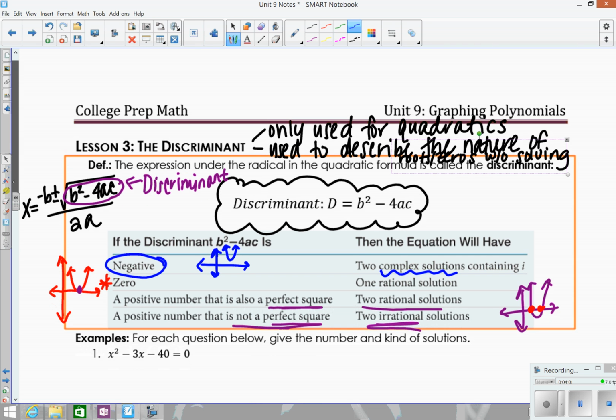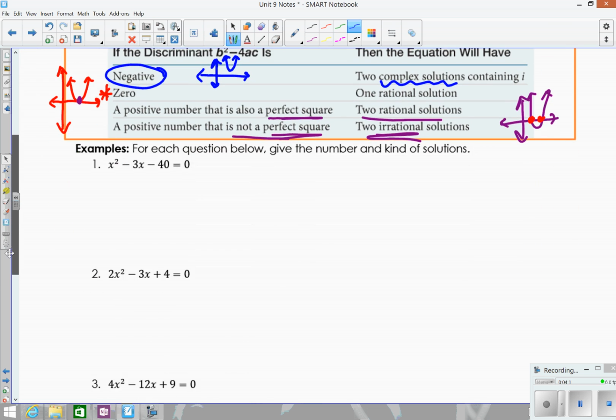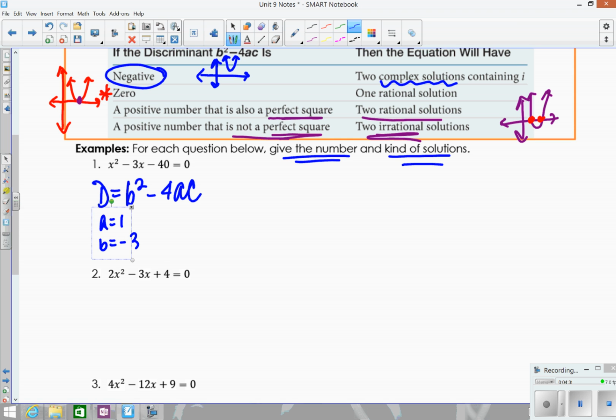So let's look at some examples using the discriminant. For these 4 examples, we want to determine the number of roots and the type of roots. You could actually go through and solve these, but it's much shorter just to use the discriminant formula, b squared minus 4ac. You set it up the exact same way that you would set up the quadratic formula. We would identify a as 1, b is negative 3. Notice that I'm keeping those negative signs, and c is negative 40.